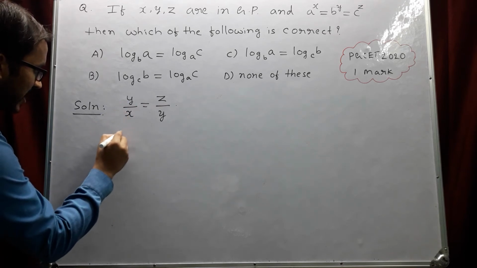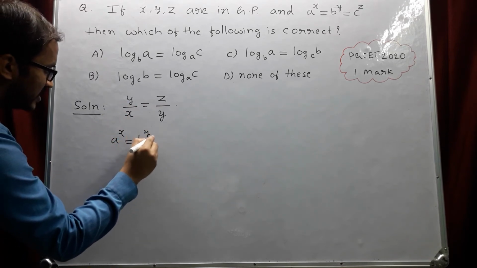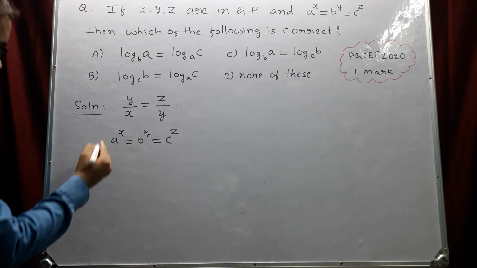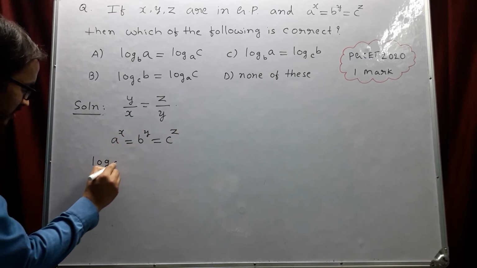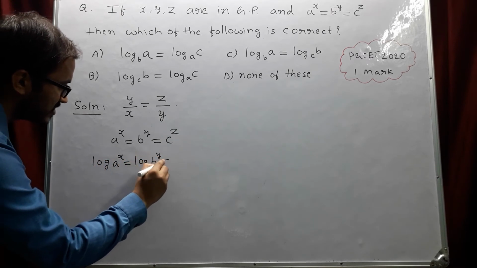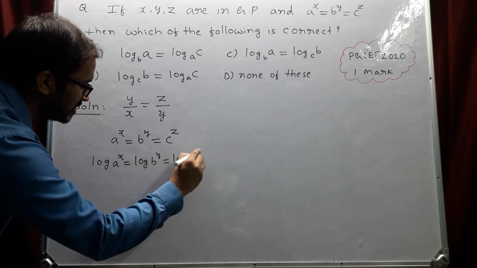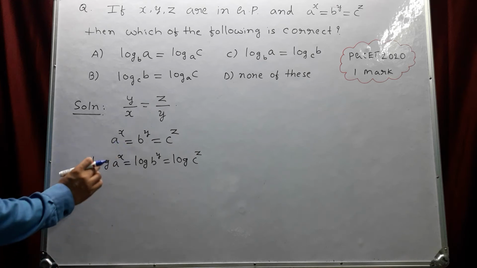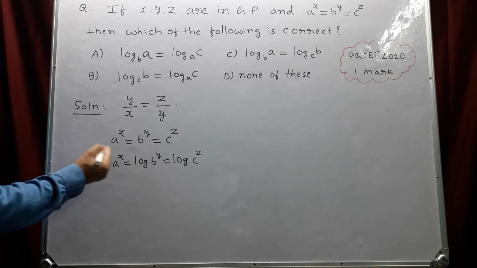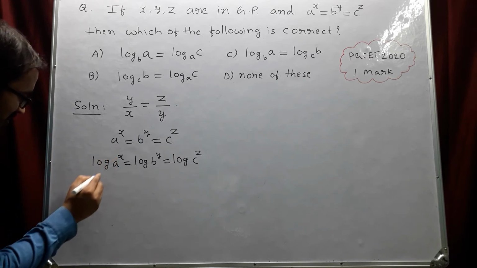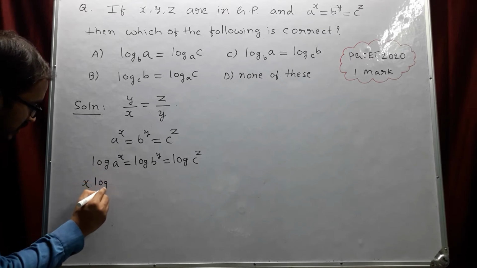So consider a power x is equals to b power y is equals to c power z. Taking log on both sides, we can write log of a power x is equals to log of b power y is equals to log of c power z. We have seen the property of log, that log of a power b can be written as b log a. So log a power x, we can write as x into log a.